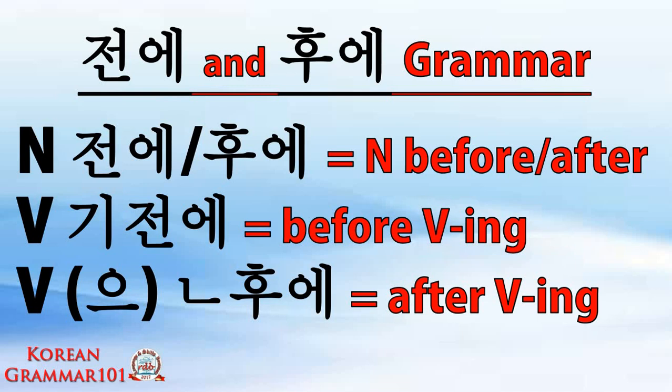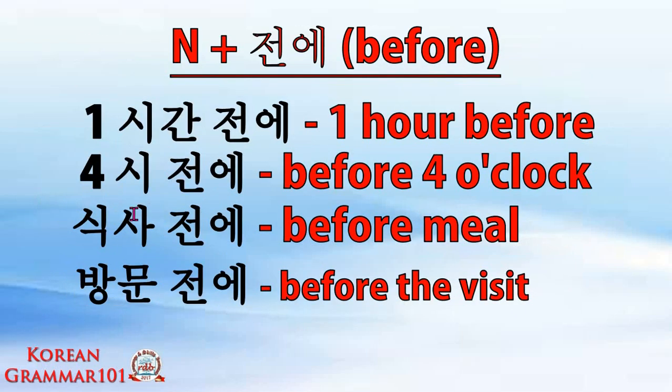So this is how you use 전에 and 후에 in the grammar. We can use or conjugate nouns and verbs with 전에 and 후에. Okay, let's start with noun. When you conjugate a noun with 전에, you start with the noun first, then add 전에.